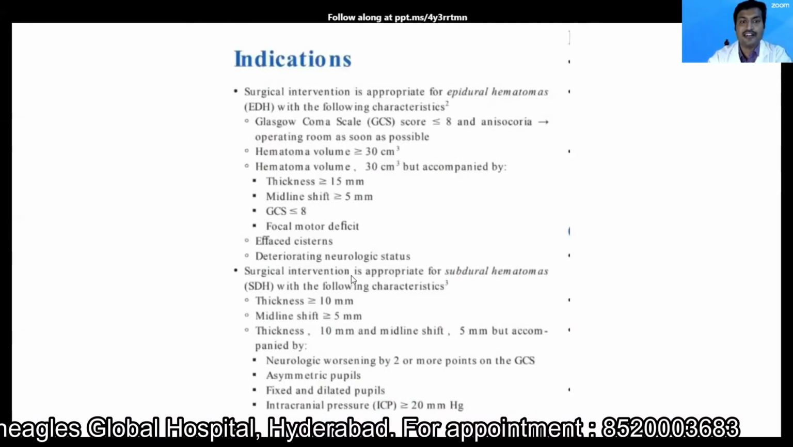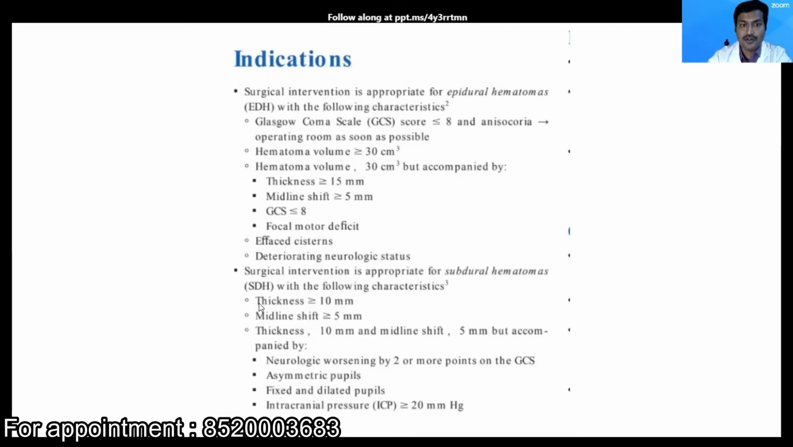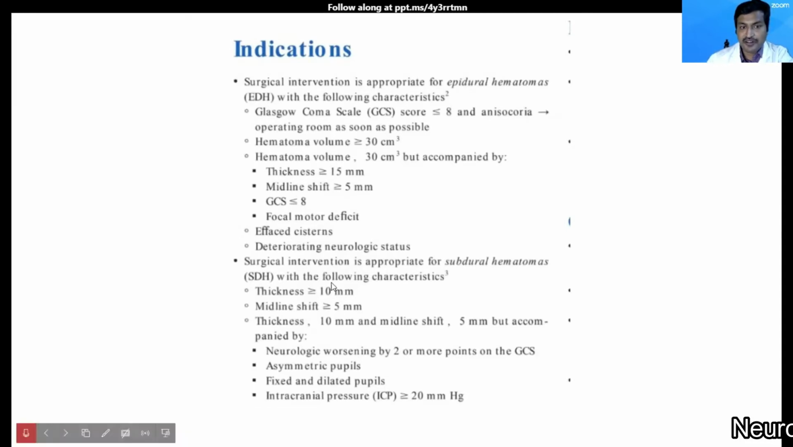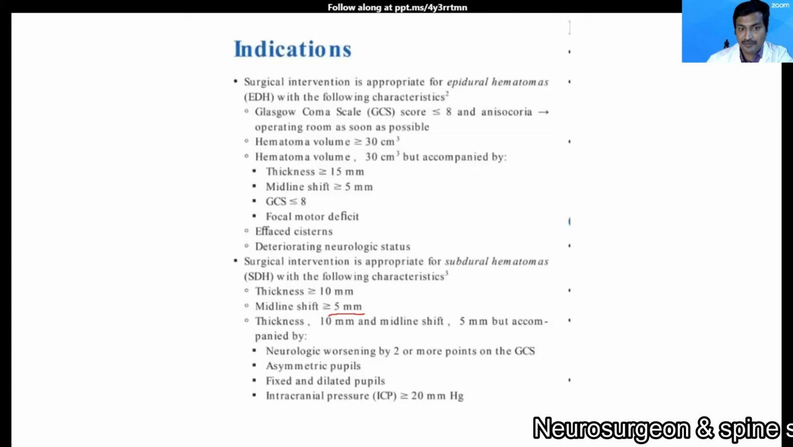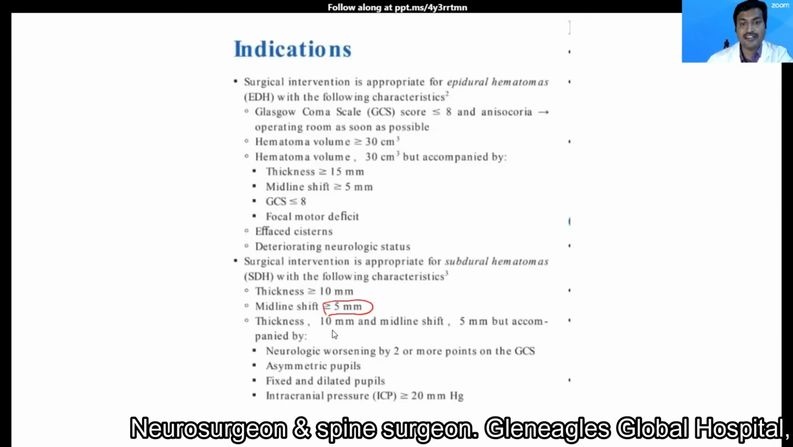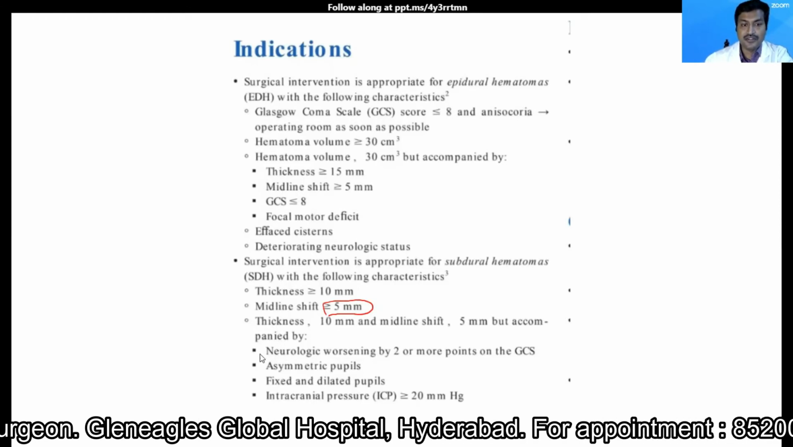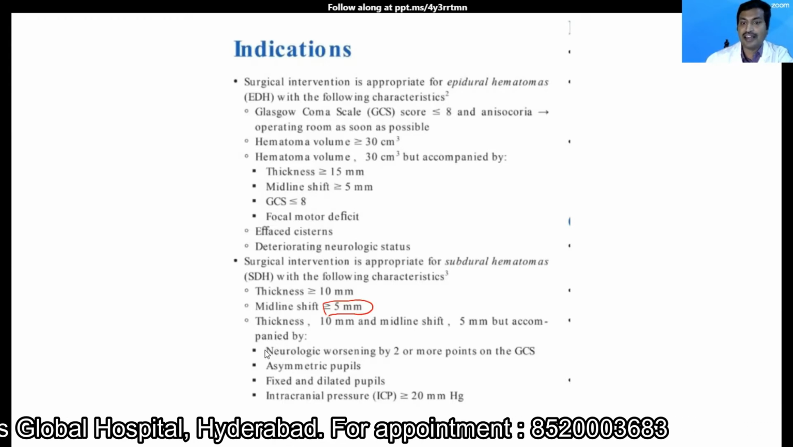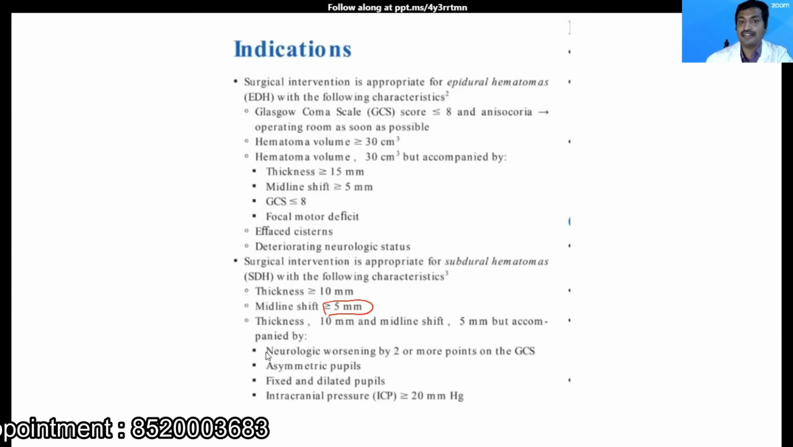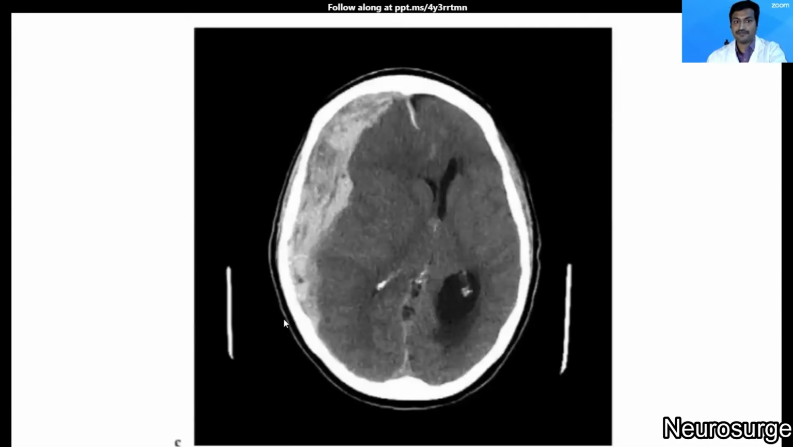So let us revise the classical indications for surgical intervention for subdural hematoma. A thickness of greater than 10 mm, a midline shift of greater than 5 mm, and in some conditions where the thickness is less than 10 mm and the midline shift is less than 5 mm, but which is accompanied by neurological worsening by more than 2 points on the Glasgow coma scale, asymmetric pupils, fixed and dilated pupils, or where the intracranial pressure is more than 20 millimeters of mercury.